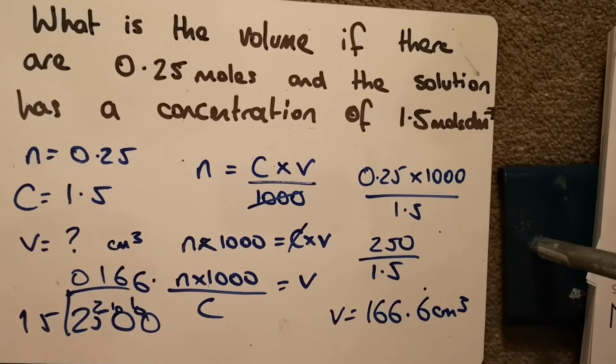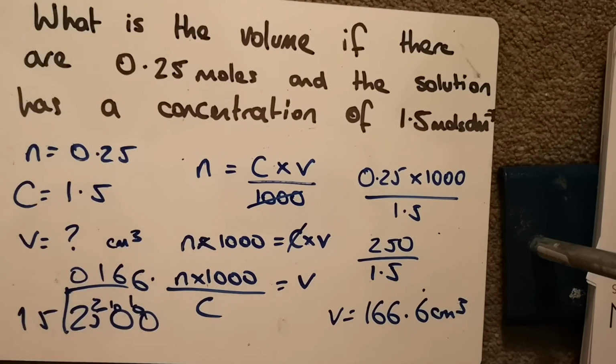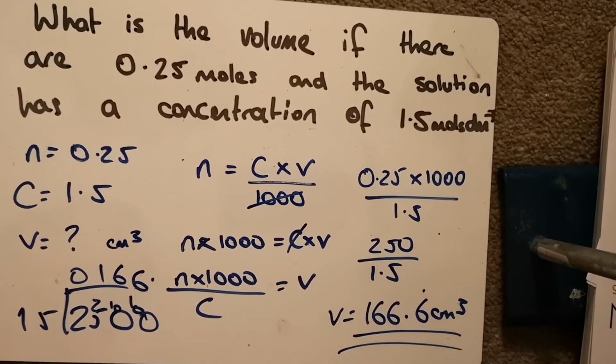I would check that with your calculator. There's a very high possibility I've done that maths wrong, because I'm a chemistry teacher, because I wasn't good enough at maths. And that is the calculation, N equals C times V over 1,000. We can rearrange it. I'll include at the bottom, as usual, there'll be some questions for you to try and answer.